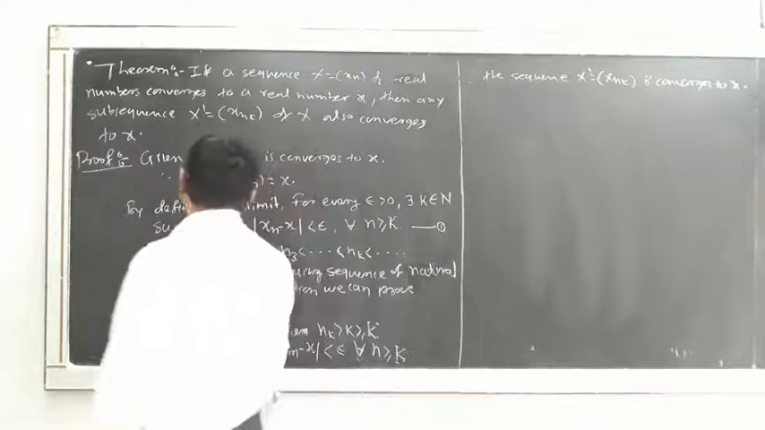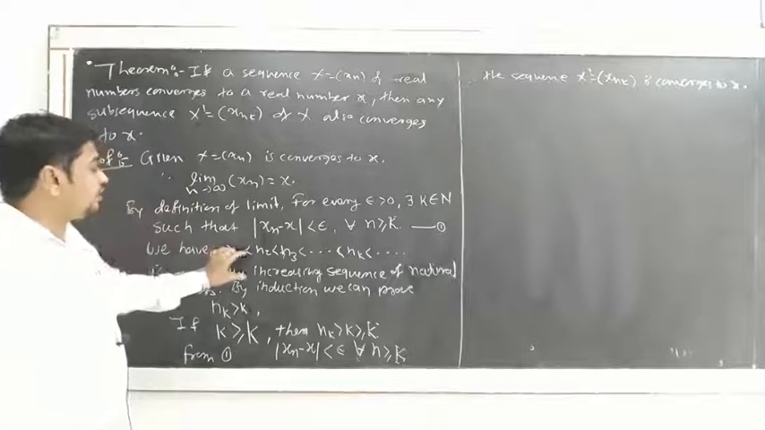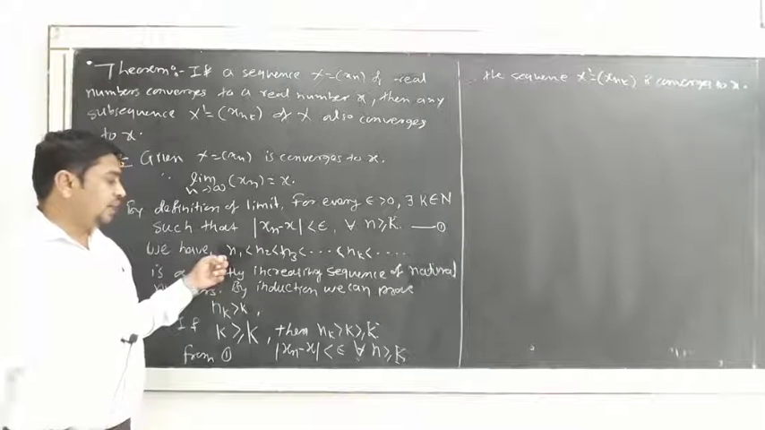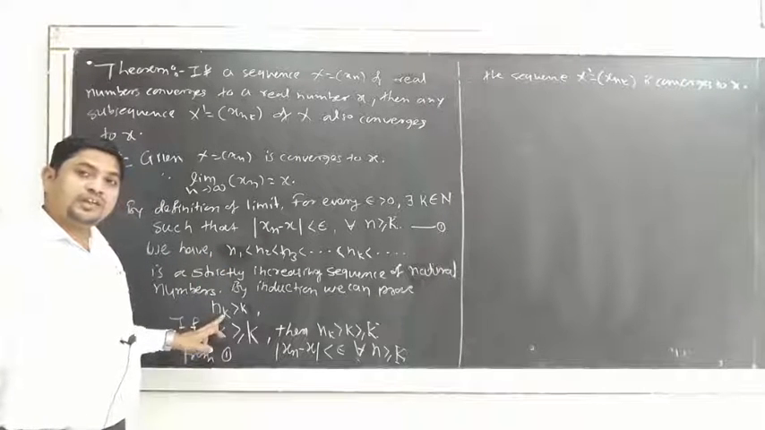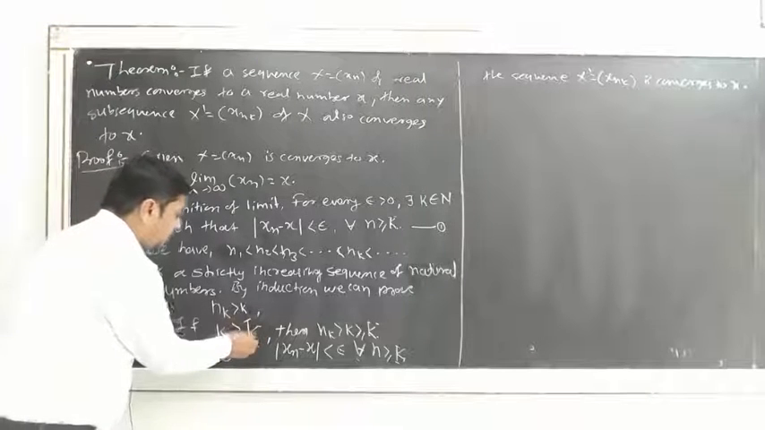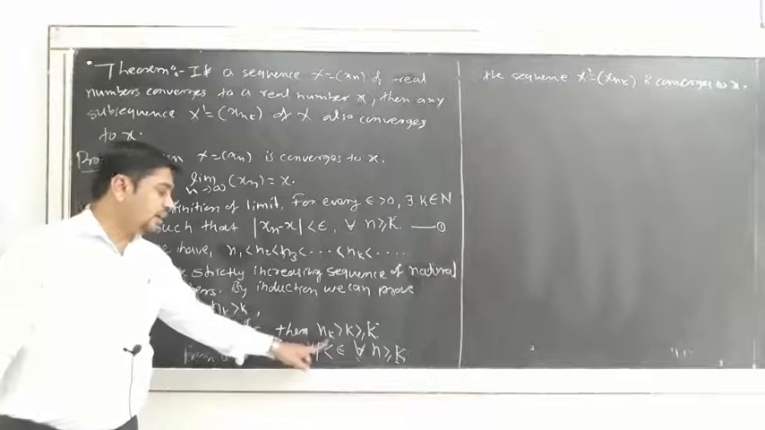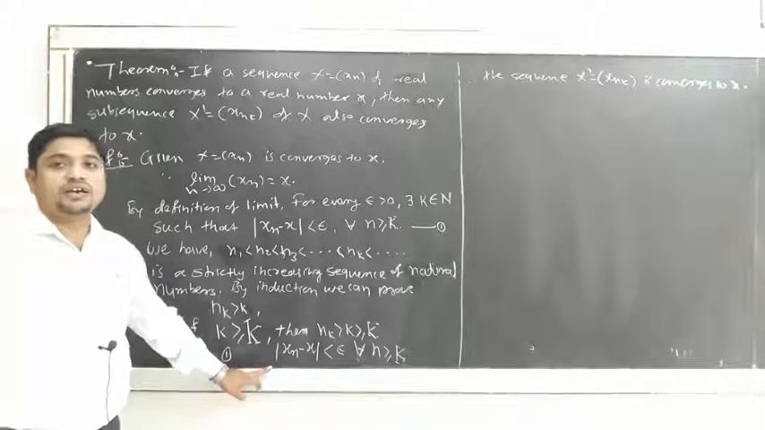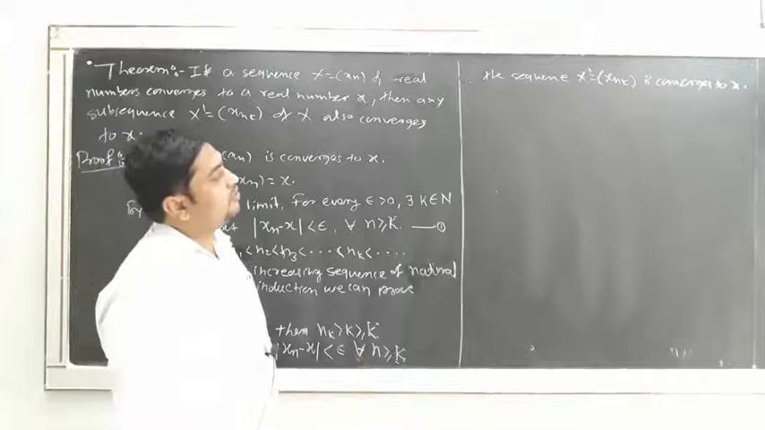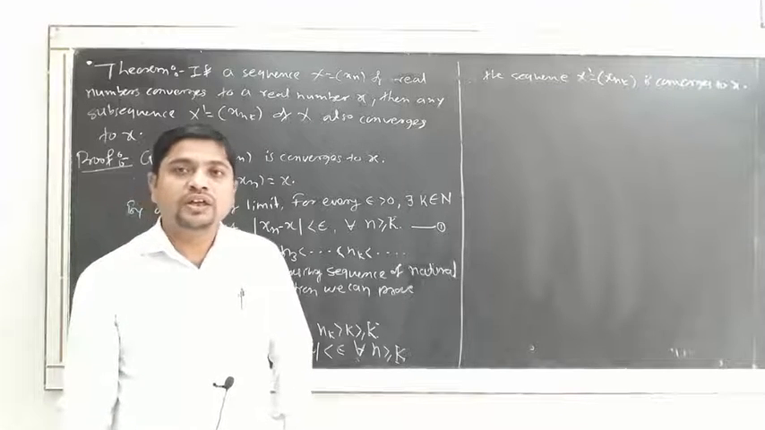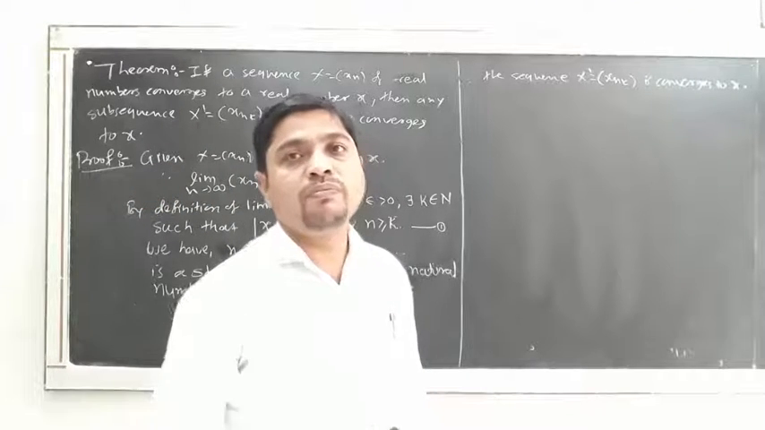So what did we do? We just wrote the definition, then we took the support of this strictly increasing sequence, and by induction we proved nk is greater than or equal to k. If small k is greater than or equal to capital K, then nk is greater than or equal to k, which is greater than or equal to capital K. Therefore from the first statement the sequence x dash, equal to xnk, converges to x. Okay, so in a similar way we can prove one more theorem now.